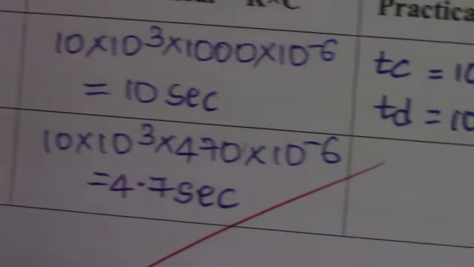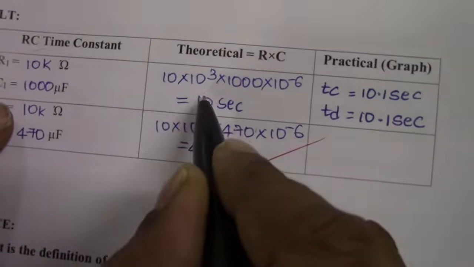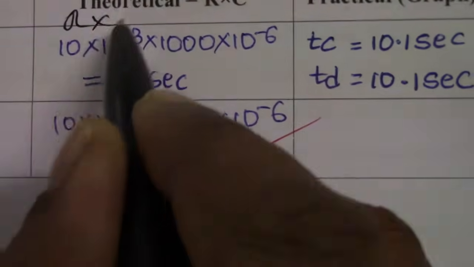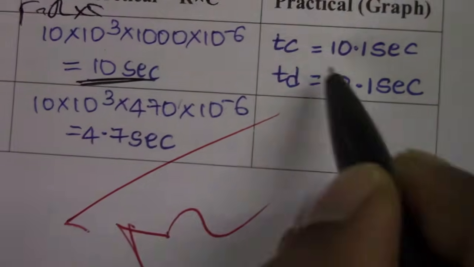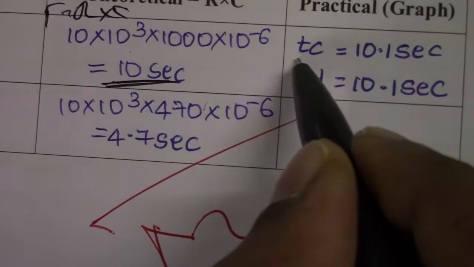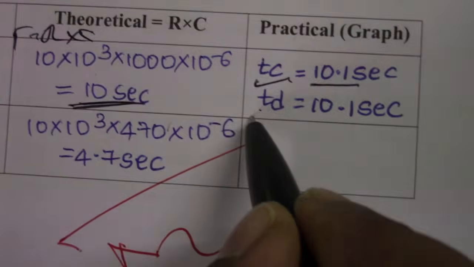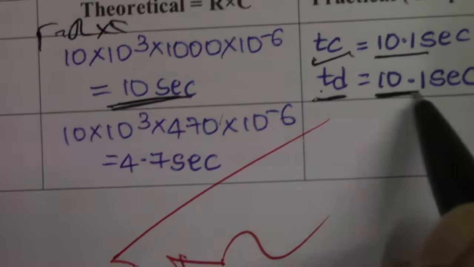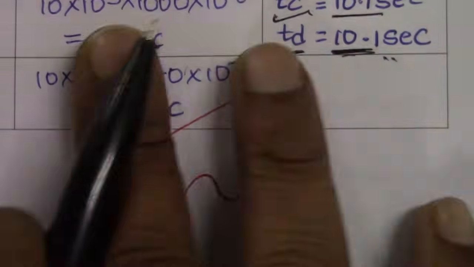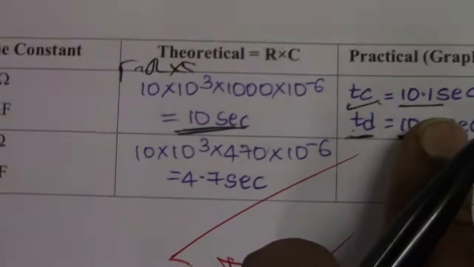So finally, what you have to do is compare the theoretical time constant and the practical time constant. For example, in this case, the theoretical time constant is T equal to R into C, obviously 10 seconds, and the practical time constant in case of charging is 10.1. In case of discharging we got 10.1 seconds. So theoretical and practical time constants match with each other.